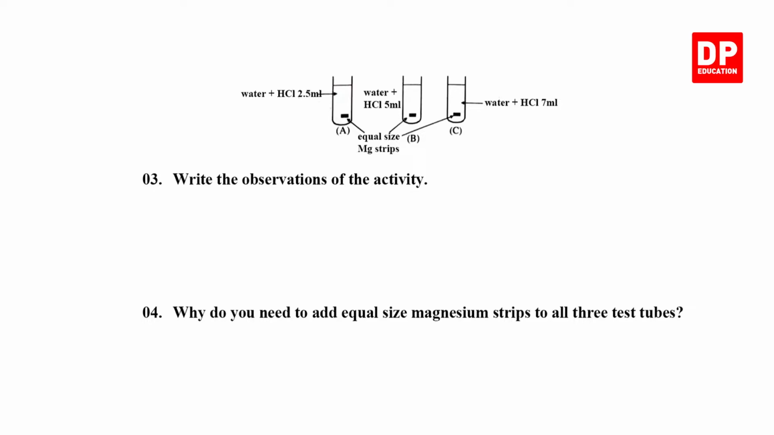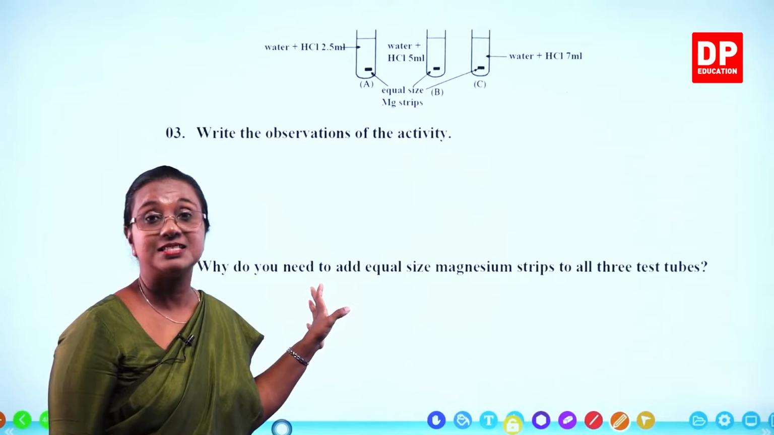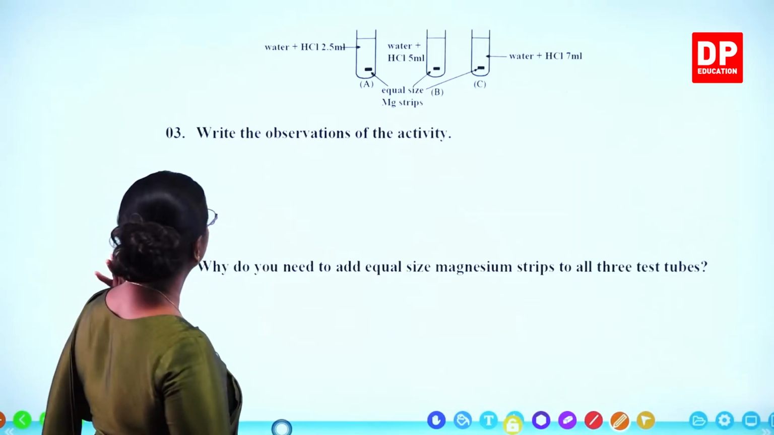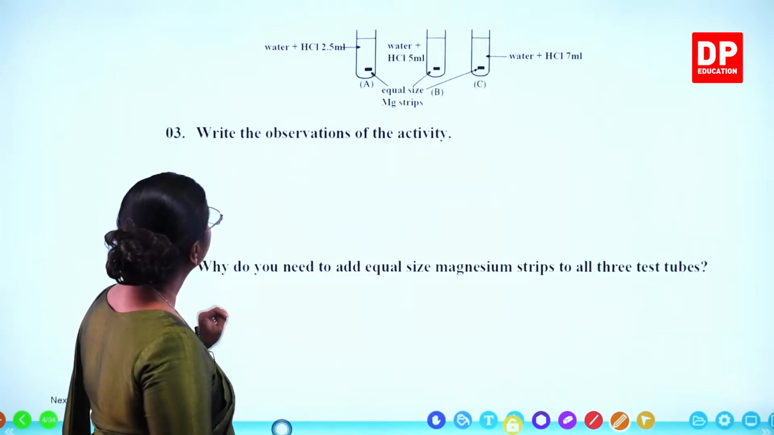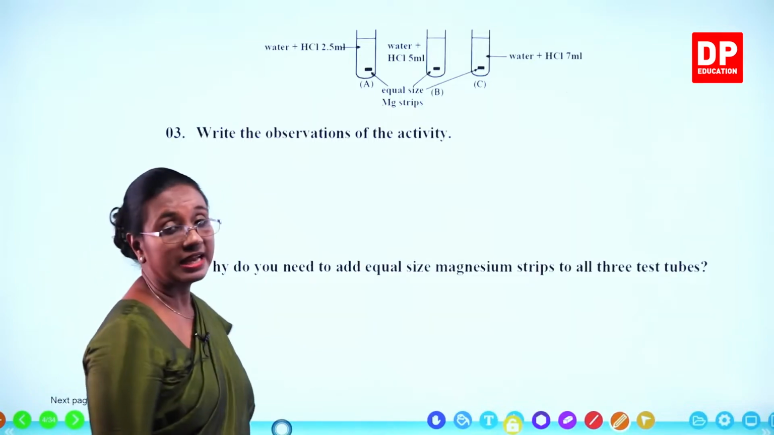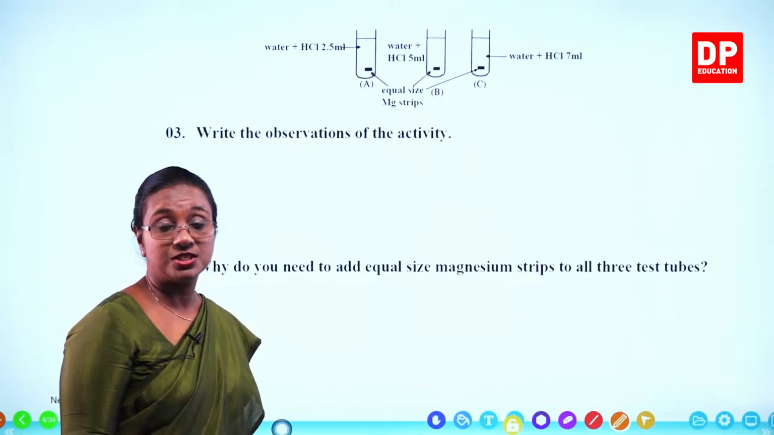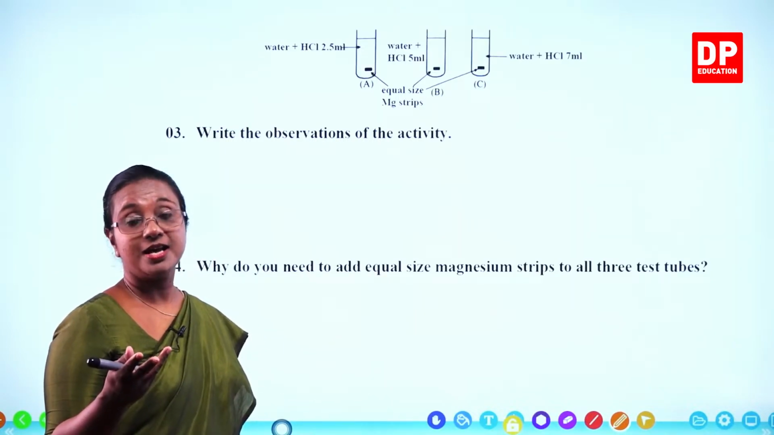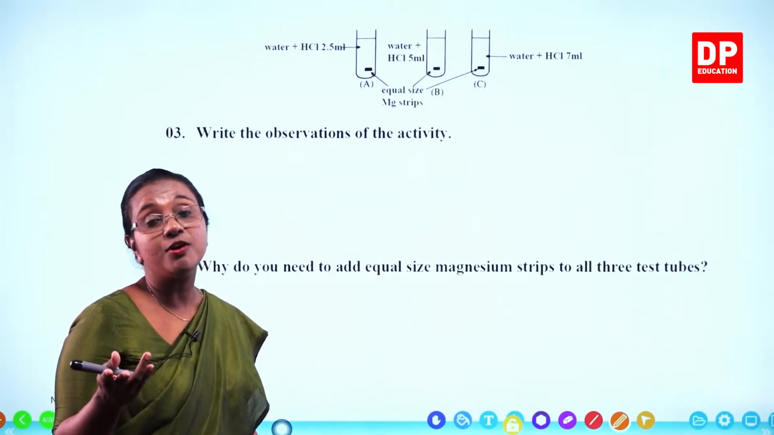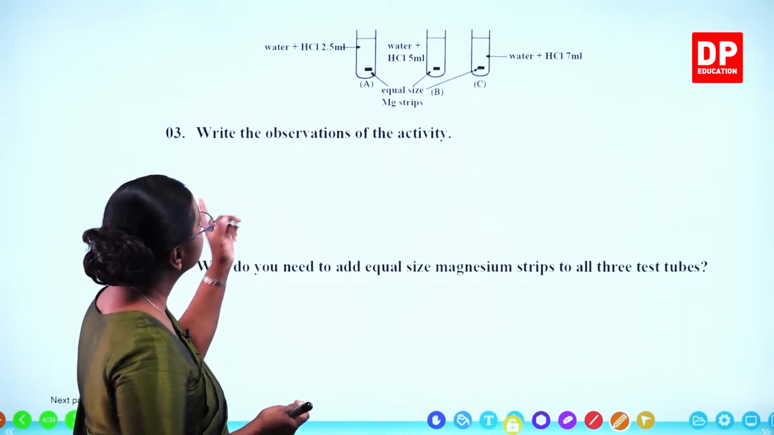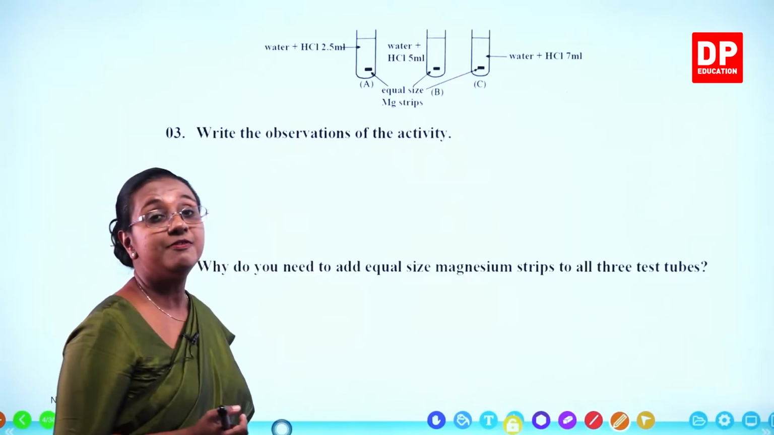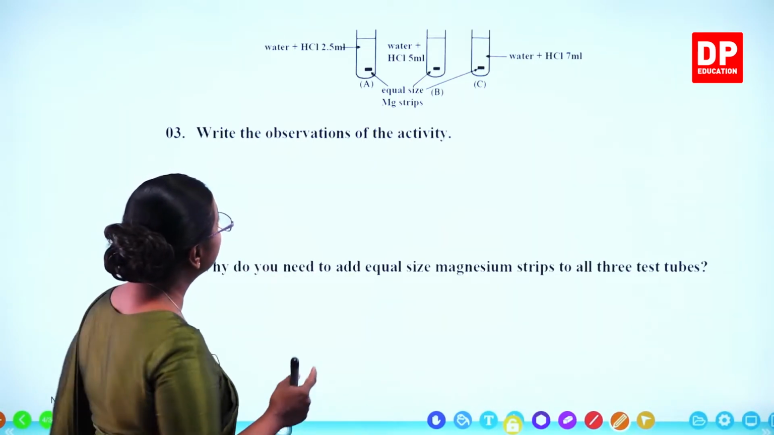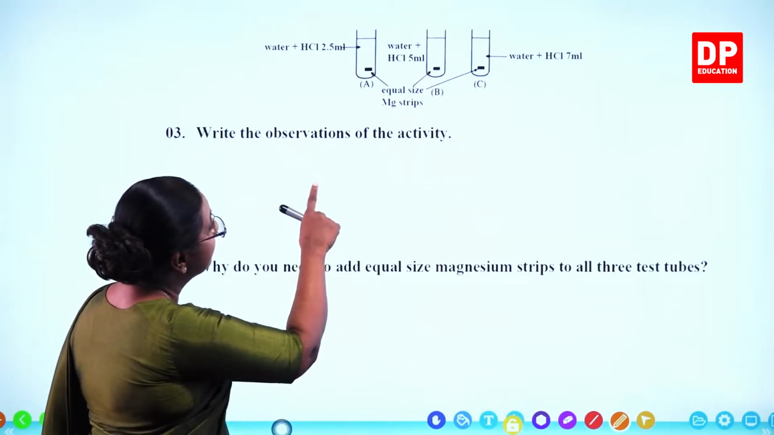Part 3. So again the same diagram is given to you all students. I have explained this, I have discussed this with you all. So you know what is happening there. Third one, write the observations of the activity. So what are the observations? One thing, you will see the liberation of hydrogen gas, or you can say evolving of gas bubbles. And also you will see a difference. The rate of fizzing will be in the order A, B and C.